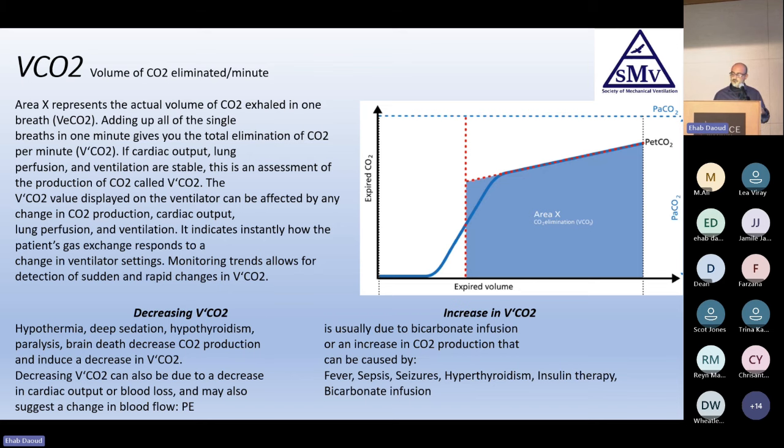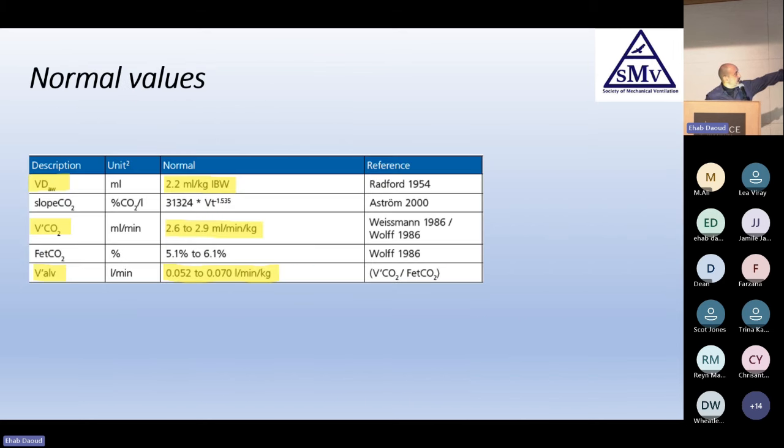What decreases it, of course, is decreased tidal volume, or hypothyroidism, hypothermia, and stuff like that. Those are the normal tidal volume. We have normal values. Our normal dead space is 2.2 milliliter per kg. VCO2 is 2.6 to 2.9 milliliter per minute per kg. And our normal tidal minute alveolar ventilation.